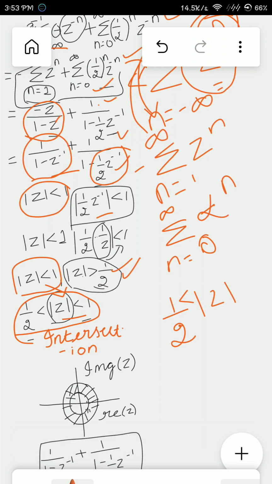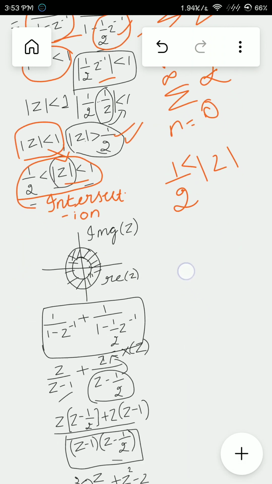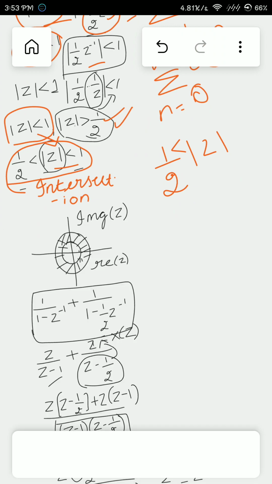And so what we did was take the ROC of this, which is two concentric circles. If you check the properties of ROC, if x of n is a two-sided sequence, then the ROC is a concentric ring in the z plane. This ROC was for a two-sided sequence, so I can say it is a ring inside the z plane, and that is what I have written here.